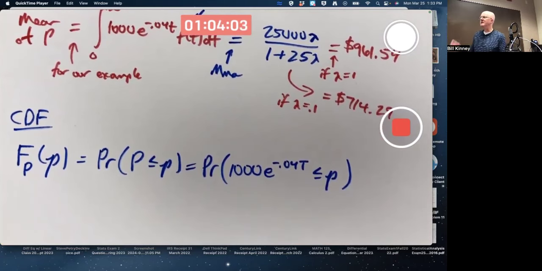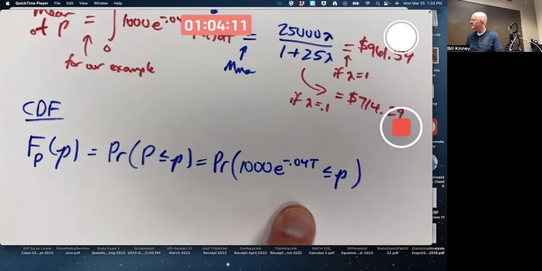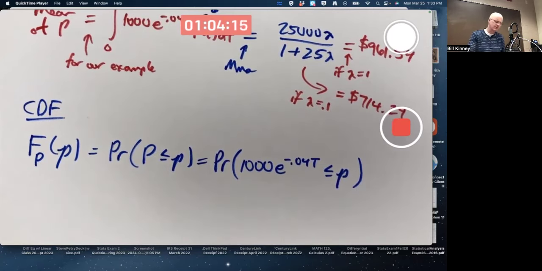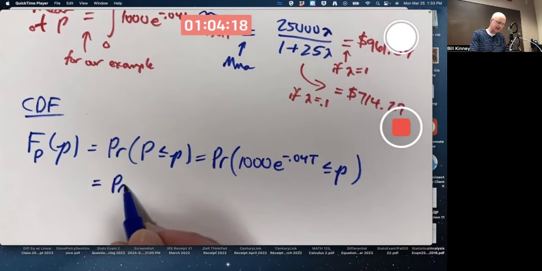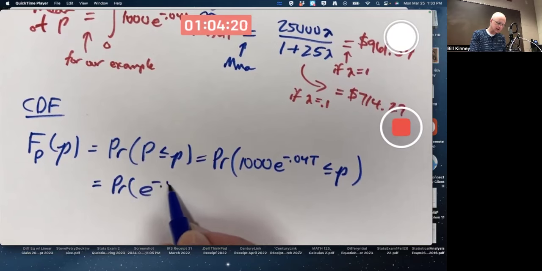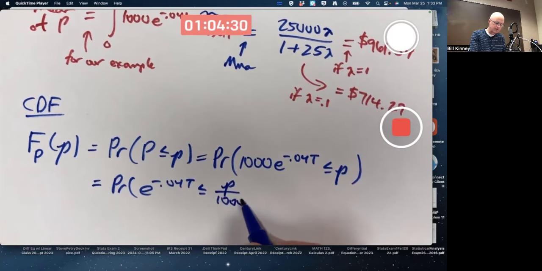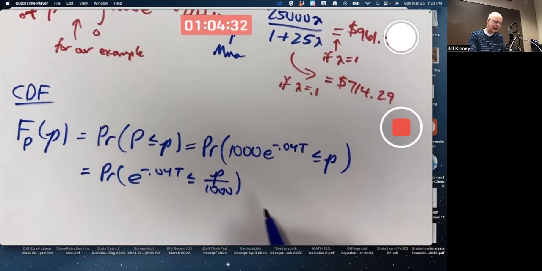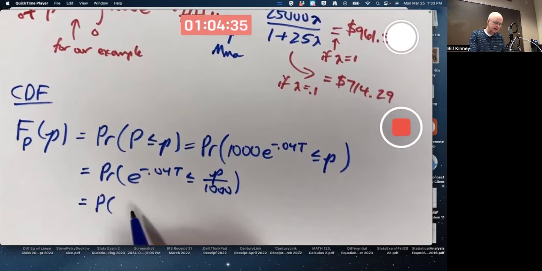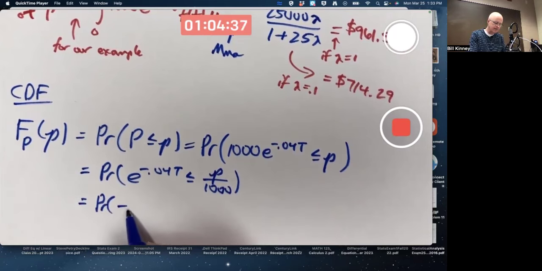If I'm going to use the known distribution of capital T, I better maybe solve this inequality for capital T. Seems like a reasonable thing to try at least. Let's see what happens if we do. First, divide both sides by 1,000. So you get the probability that e to the negative 0.04 times capital T is less than or equal to lowercase p over 1,000. Now take the natural log of both sides to get rid of the e.